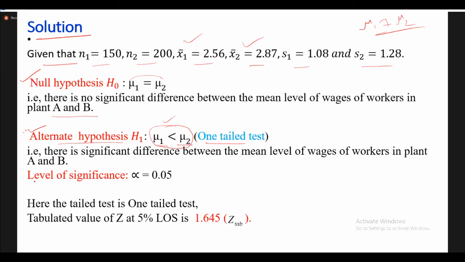And the next step is level of significance. The level of significance is alpha. They have given 5% level of significance. The test is a one-tailed test and alpha is 5%. What is the table value? Z tabular value is 1.645. That is the third step.